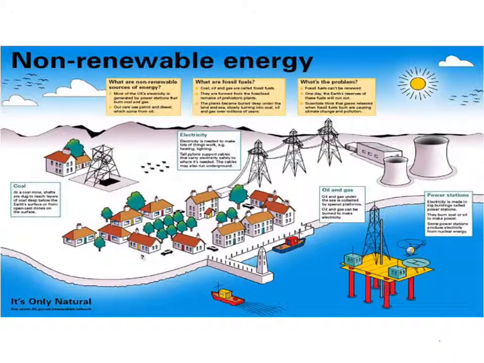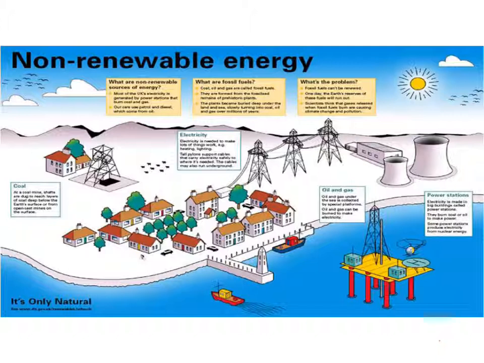Now this slide shows non-renewable energies. What are non-renewable sources of energy? This is a graph from the UK, where most of the electricity is generated by power stations that burn coal and gas, and cars use petroleum and diesel, which comes from oil. So what are fossil fuels? Coal, oil, and gas are called fossil fuels. They are formed from the fossilized remains of prehistoric plants and animals. And what is the problem? Fossil fuels can't be renewed. One day the Earth's reservoirs of these fuels will run out, and scientists think that the gases released when fossil fuels are burned are causing climate change and pollution.